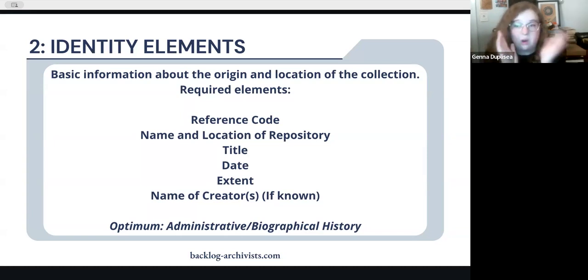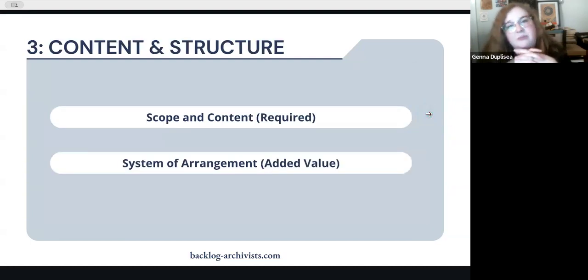And if you want to achieve the optimum level of gold stars, you can also include the administrative and or biographical history of the collection. But you can still write a finding aid that is compliant, just using the required elements. But I know when I write a finding aid, I always do an administrative or biographical history as well. Next slide, please.